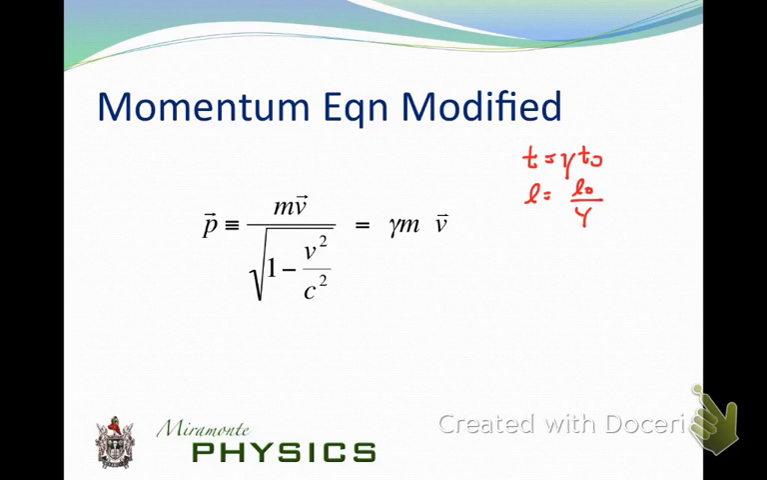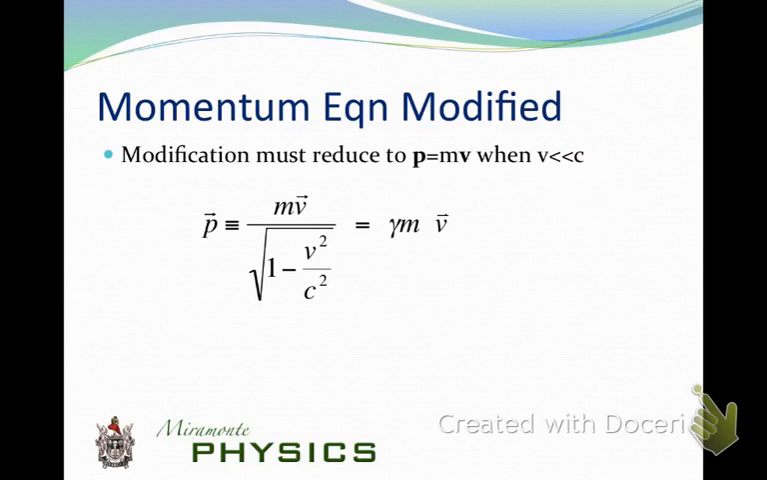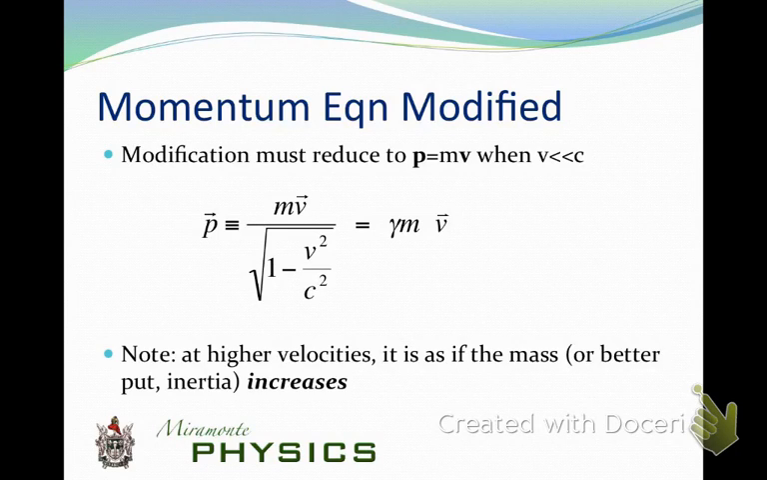So just to keep in mind: t equals gamma t sub 0, L equals L sub 0 over gamma, and then p is equal to gamma times mv. Remember how we talked about time dilates, time gets bigger? Mass increases kind of the way time does. So the faster you go, the more massive something becomes. It's going to reduce to p equals mv when v is much less than c, and that's been true for all these formulas.